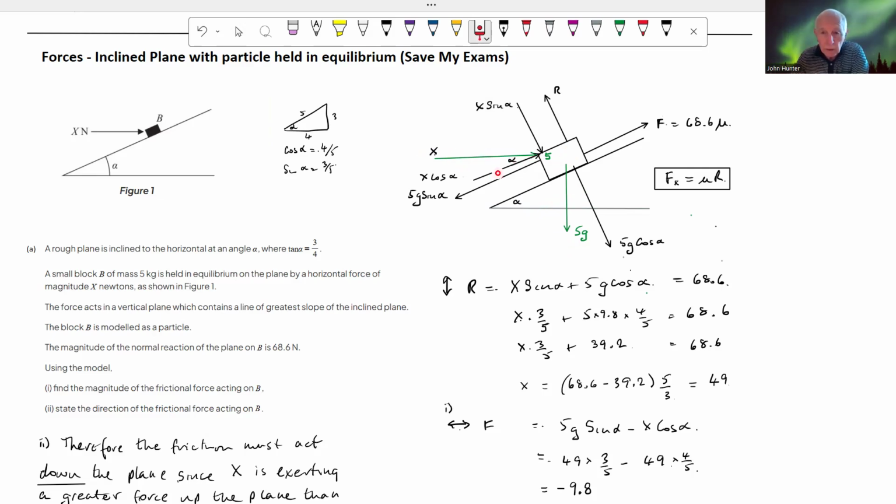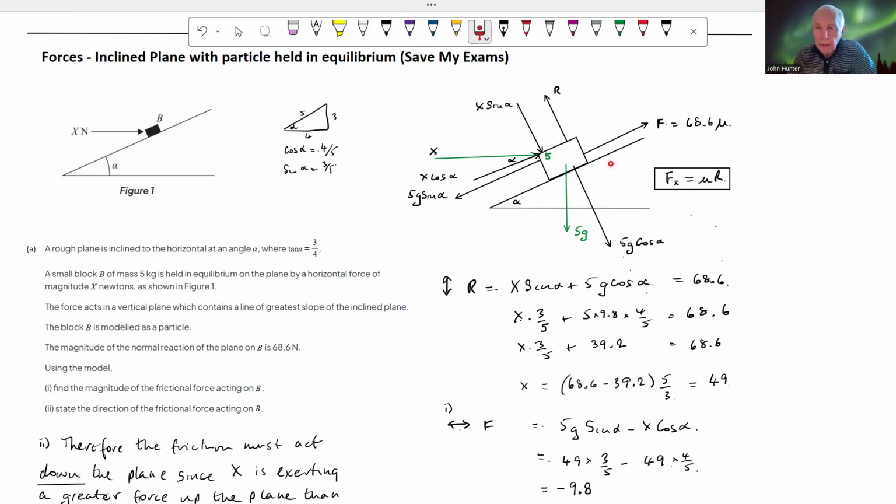Now, I'll put those in green because in each of those two cases, I've resolved them perpendicular and along the plane. So the weight here resolves into 5g cos alpha and 5g sin alpha coming down here. Now, on top of that, we've got this force of X newtons coming in here, and that's going to resolve into this X cos alpha that way and X sin alpha coming down there.